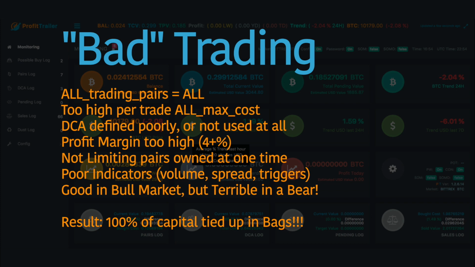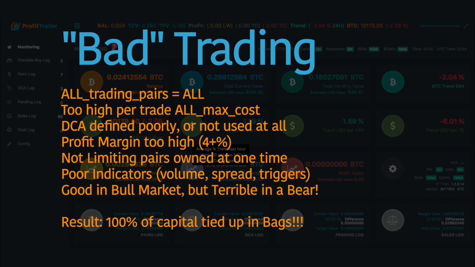People think it's good to have a whole bunch of purchases sitting there waiting to sell, but in reality that increases the risk of some of those coins going down in value and being held at a loss and tying up your capital. All right, the next thing is that they don't use the max buy spread, the all max buy spread variable or setting.